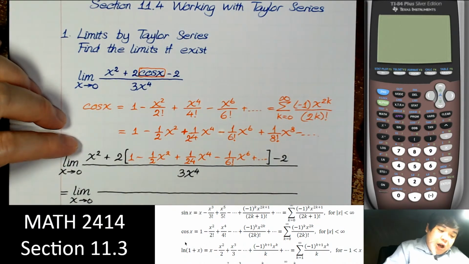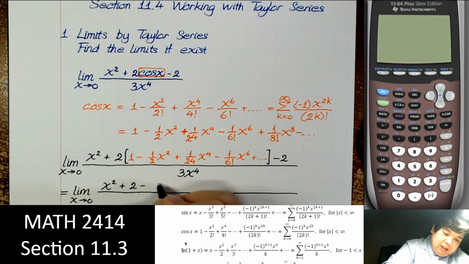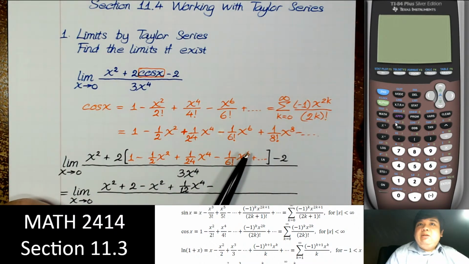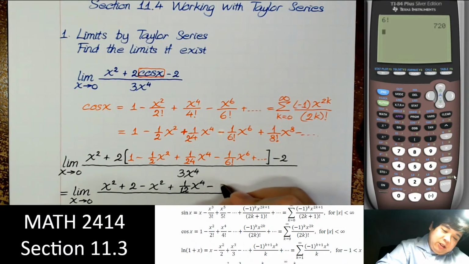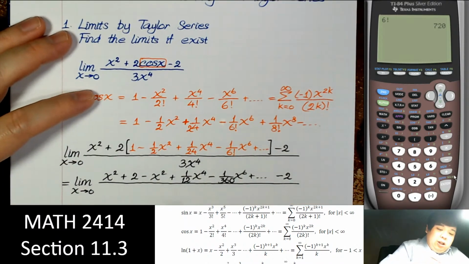Right. Let's multiply it out. X squared plus 2 times 1, minus x squared, 2 times 1/24 will be 1 over 12 x to the 4th. 6 factorial is 720, and divide by 2, so 360. 2 and 720 cancel out. And then minus 2, over 2x to the 4th.